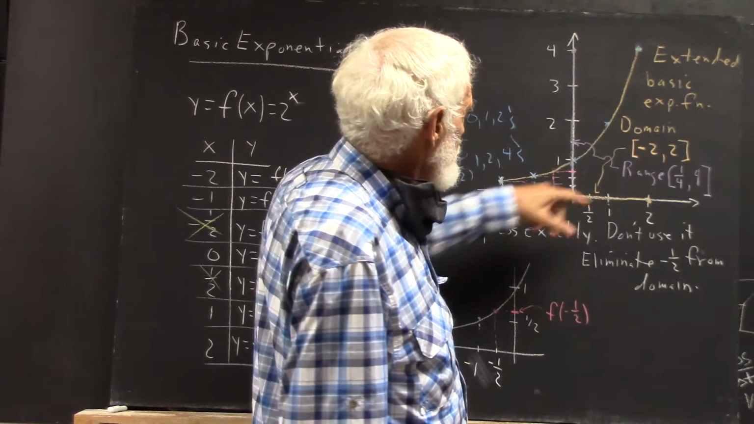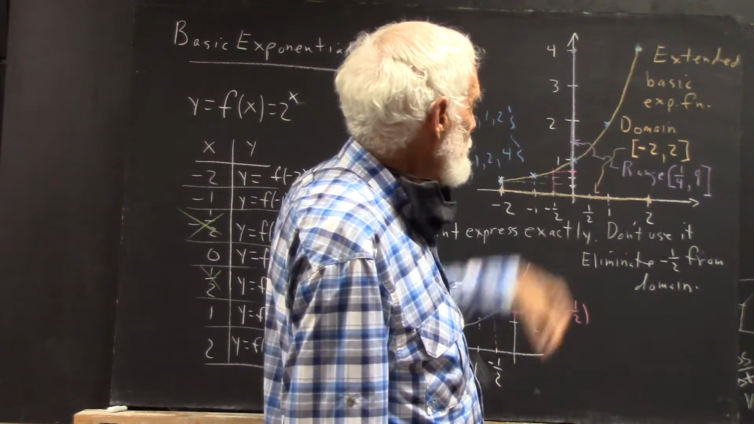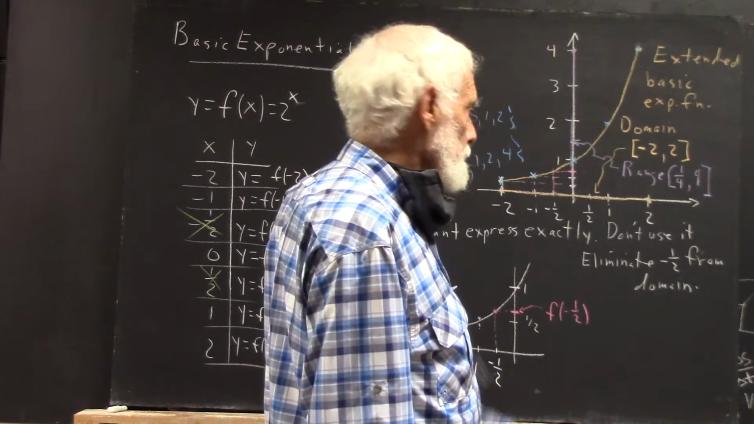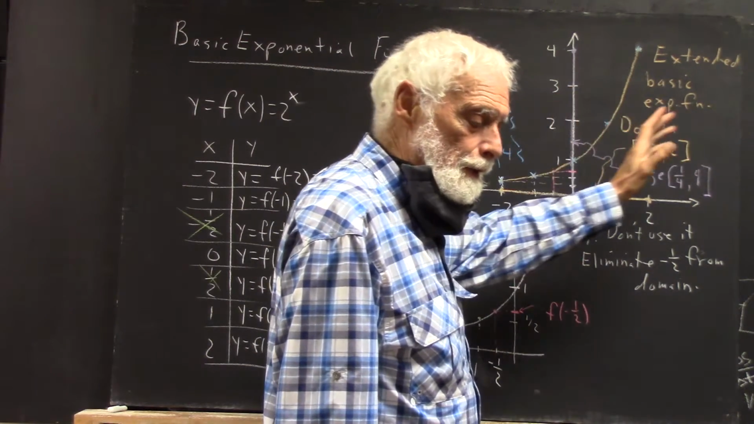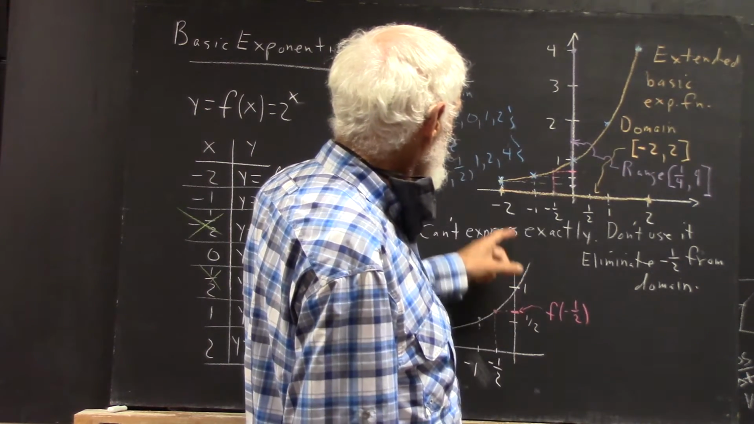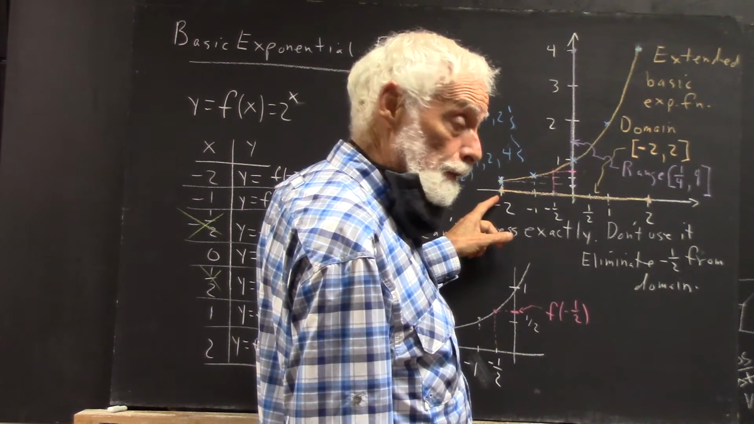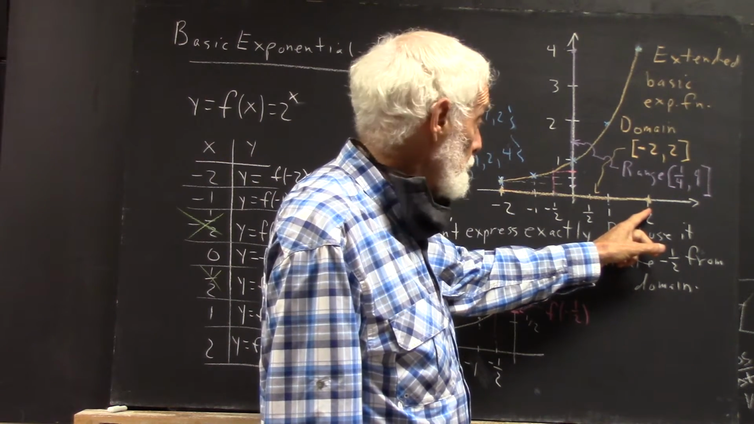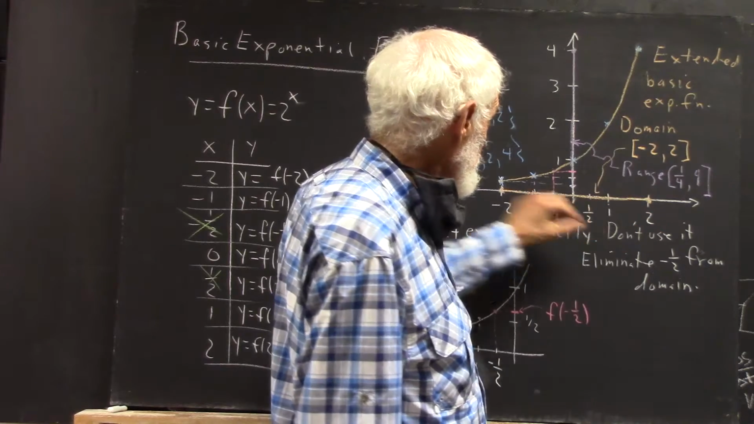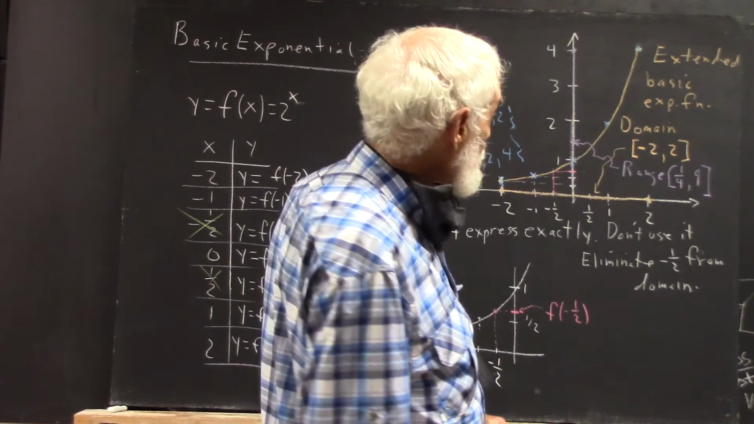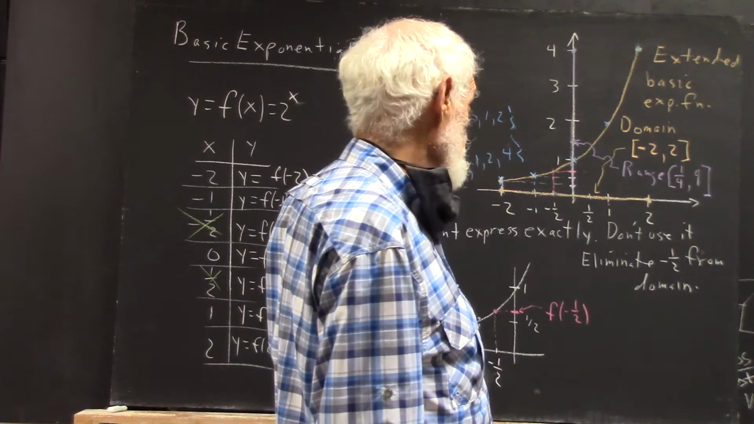And now the domain of this function is the interval [-2, 2], I'm sorry, the closed interval [-2, 2], meaning the interval that starts at -2, including -2, ends at 2, including 2, and all the numbers in between. So right here on the x-axis we see a representation of the domain of the extended basic function.